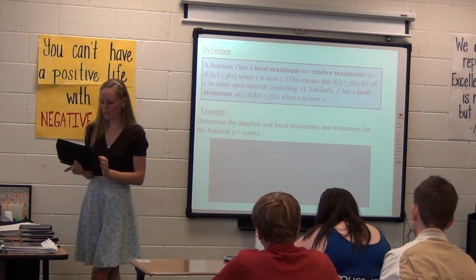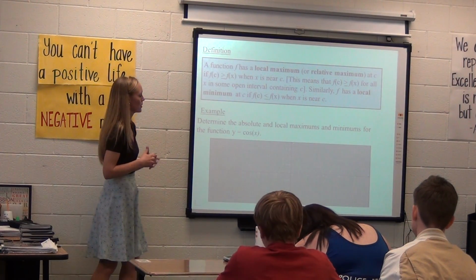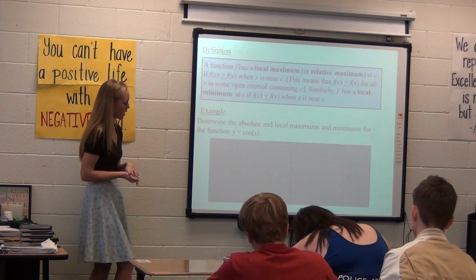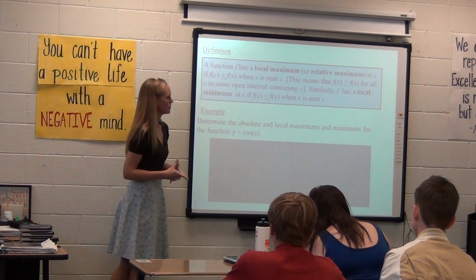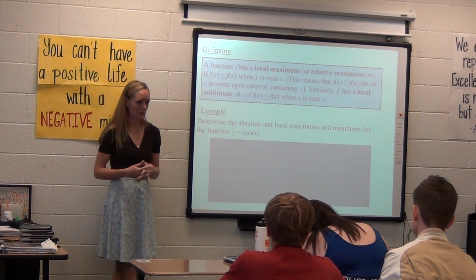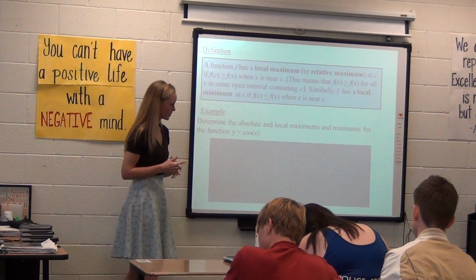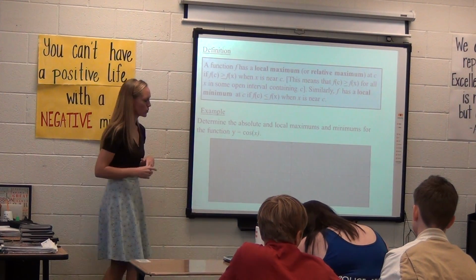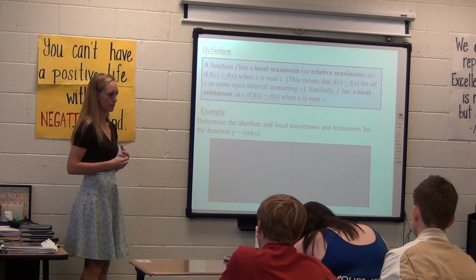All right, so if we are looking at the function y equals cosine of x, and we're trying to determine the absolute and local maximums and minimums for the function, let's start with maximums. Where would our absolute maximum be? Our absolute maximum is going to be 1. Okay, it's the highest that our graph ever goes. What about local maximum?